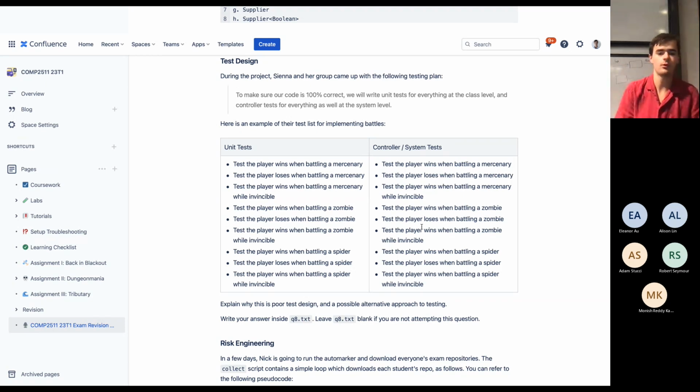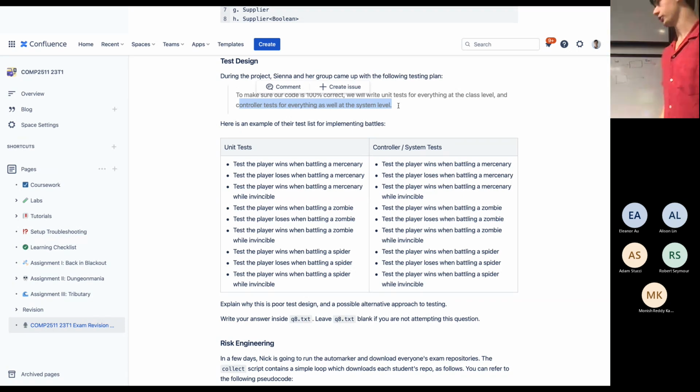The next step is to say, well, okay, why is this poor test design specifically? And you're like, well, we will write unit tests for everything at the class level. We also need everything at the system level. Don't you want tests at both these layers of abstraction so that you cover all your bases? And the answer is, well, sort of yes and sort of no.